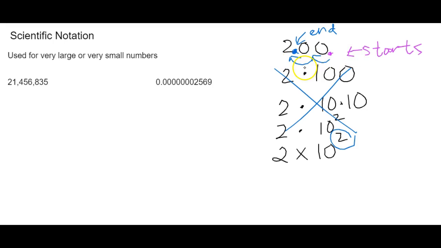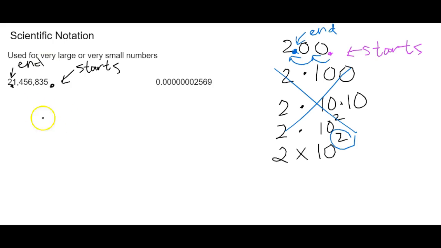So when we count to the left, our exponent goes up. 1 space, we add 1 more space, so 2 total. So if we do the 21,456,835, we want the decimal to be right after the 2, 2.1. The decimal originally starts at the end of a number if it's not already written in. So we start here, we want to end here.